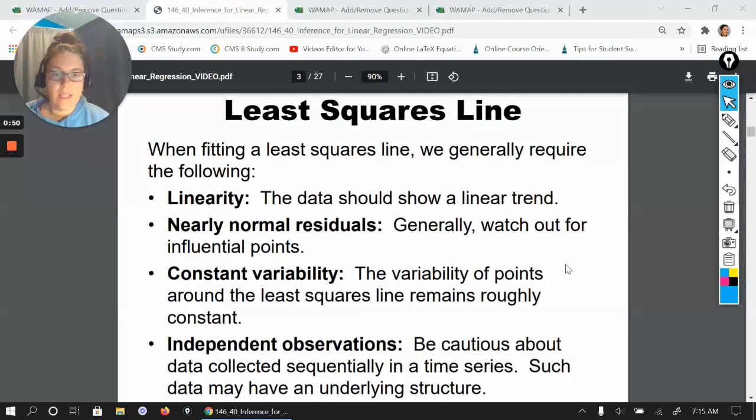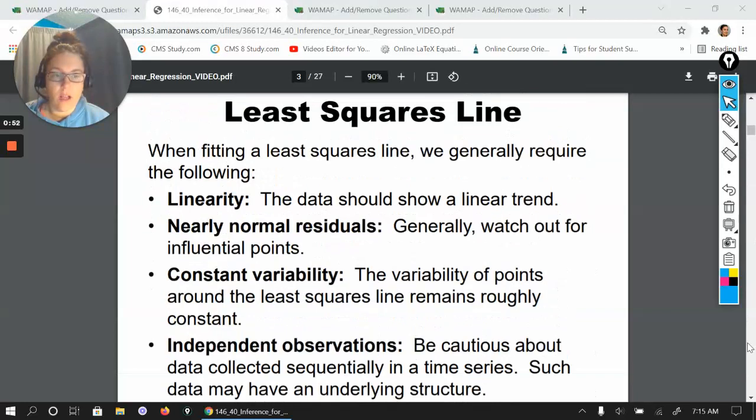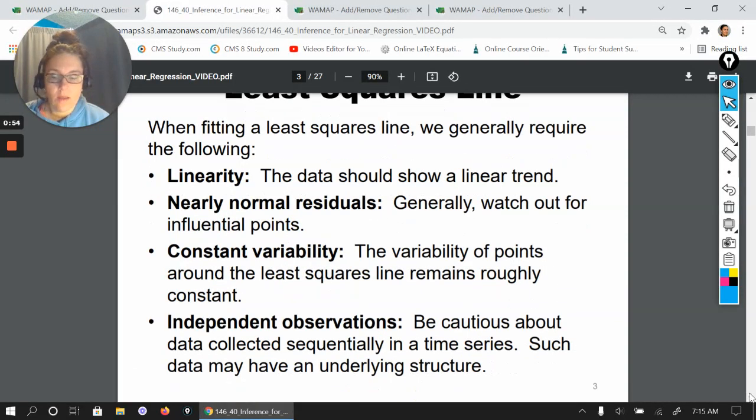When fitting a least squares line, we generally require the following: linearity, so the data should show a linear trend; nearly normal residuals, so generally watch out for influential points; constant variability, so the variability of points around the least squares line remains roughly constant; and independent observations. Be cautious about data collected sequentially in a time series. Such data may have an underlying structure.